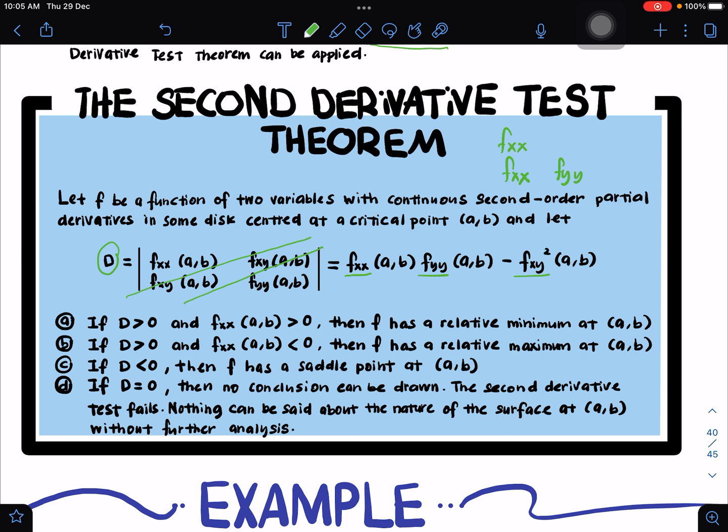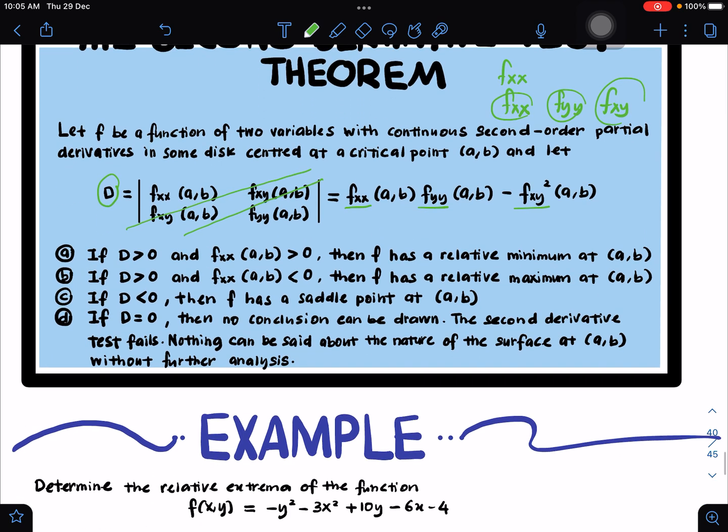So fyy. Apa dia fxy? Kali pertama awak differentiate with respect to x, kali kedua awak differentiate with respect to y. So you will get fxy. Okay, so you cari tiga value ni, and then masuk ke dalam formula fxx darab fyy tolak dengan fxy kuasa 2, kita akan dapat nilai D. And then kita akan check sama ada kita punya point tu minimum atau maximum mengikut kepada condition ni.